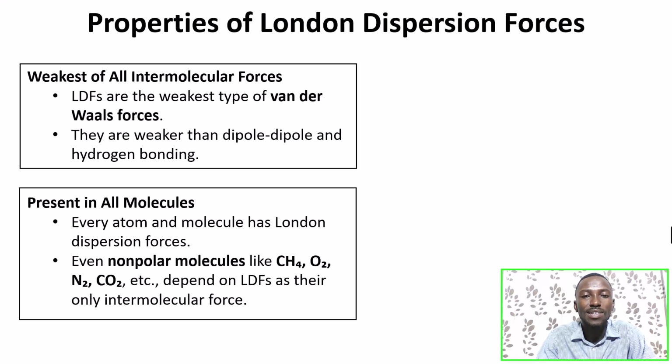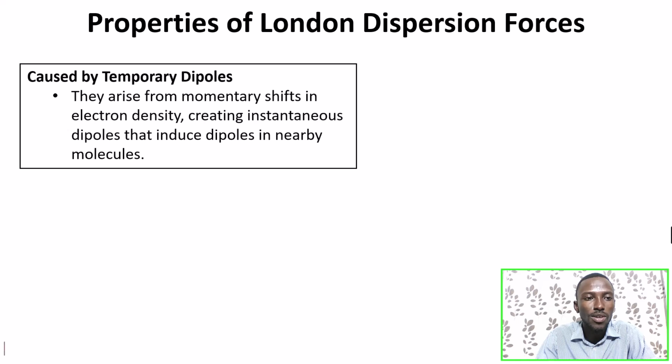Some examples of molecules they are present in appear on the screen. You have CH4, O2, N2, CO2. All of these depend on London dispersion forces as their only intermolecular force. What that means is that there are some molecules that have other intermolecular forces between them aside from the London dispersion force.